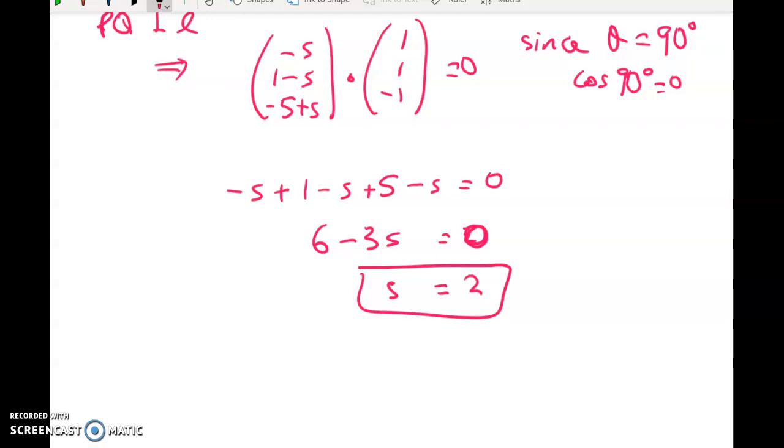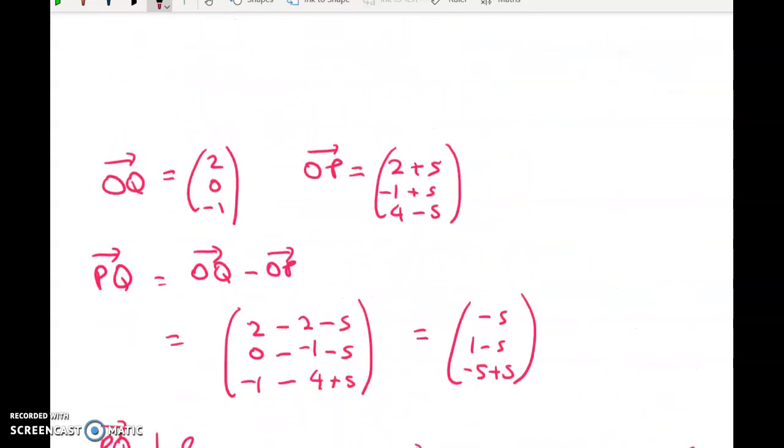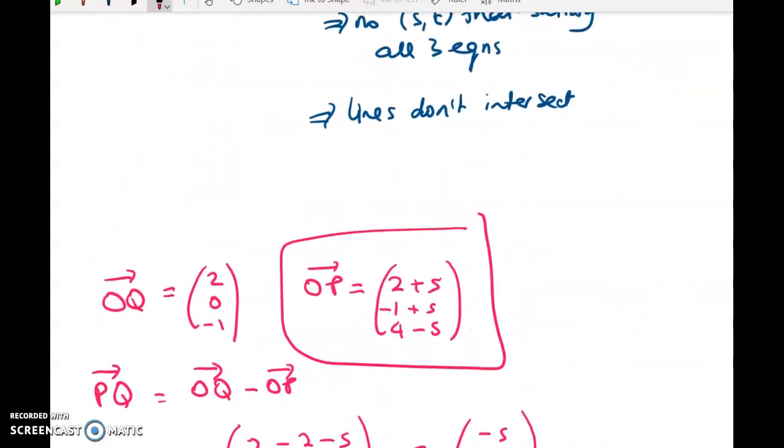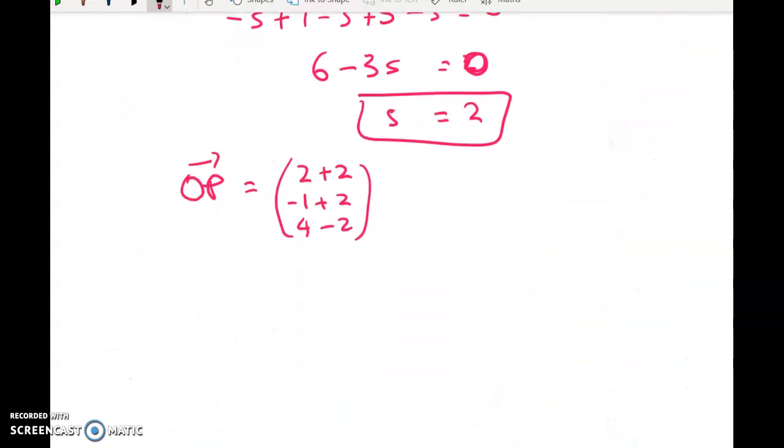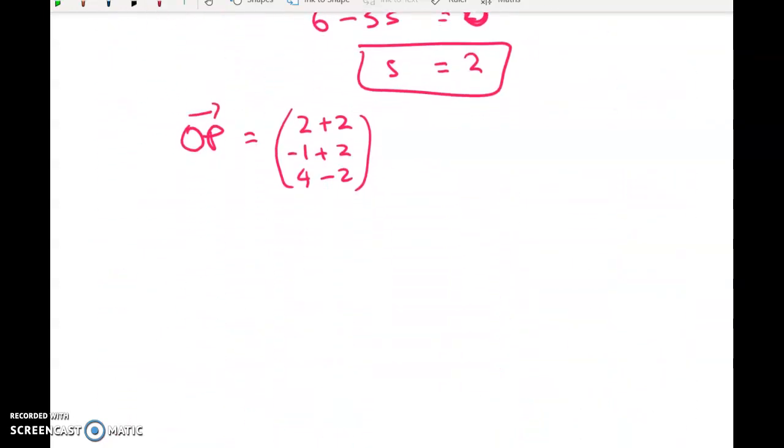So now we can take that and we can find the position vector OP by substituting back in. So it's (2 + 2, -1 + 2, 4 - 2). Right. So what I'm using back there is this, which was my position vector for OP. But now we know the specific value of S that we need to be working with. So that gives me (4, 1, 2), or we could say 4i + j + 2k. So that's that part done.